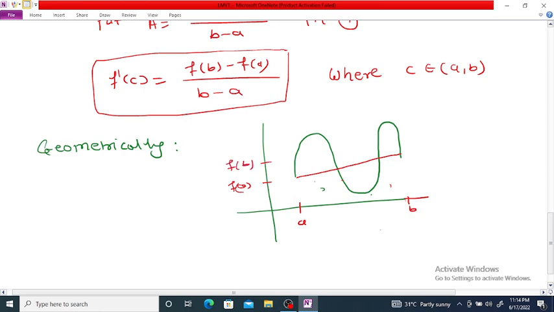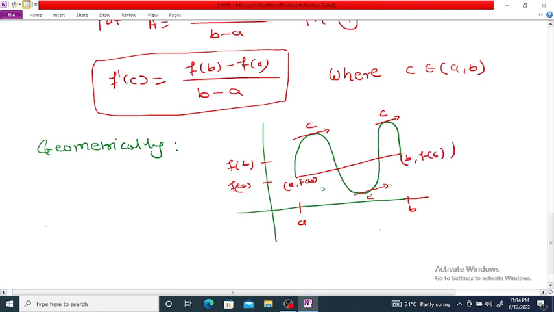Okay, so if we join the points a, f of a and b, f of b by a chord, then there exists a tangent which is parallel to this chord. So here there exists this tangent, at a point c. At this point, the tangent is parallel to the chord joining a, f of a and b, f of b. So what is the geometrical interpretation?